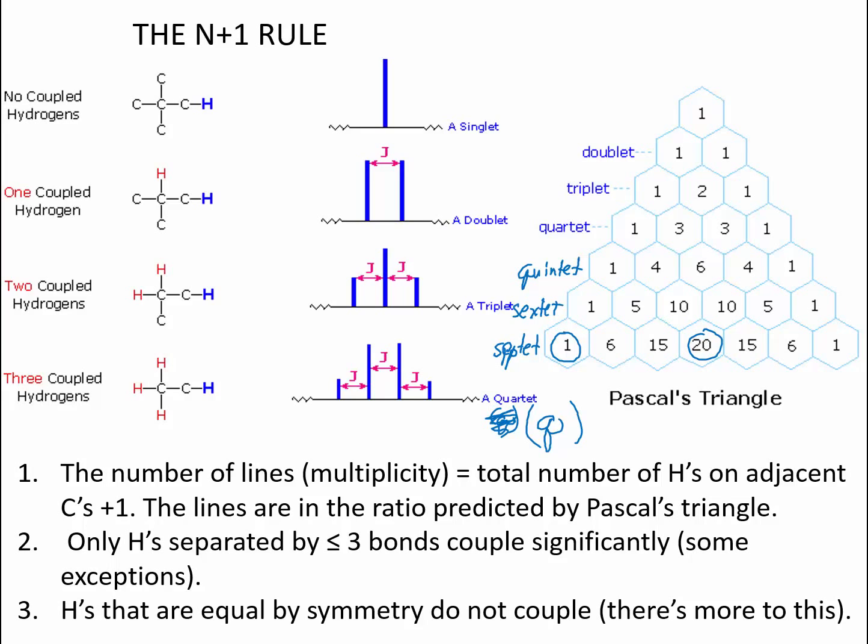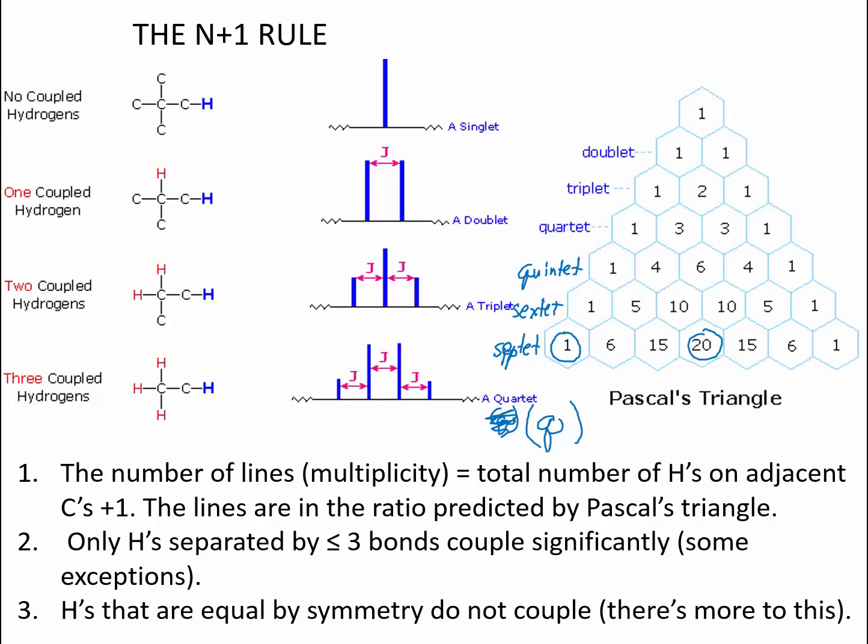All right, so at the bottom of this slide, we have the rules for coupling. The number of lines, called the multiplicity, is equal to the total number of hydrogens on adjacent carbons plus 1. The lines are in a ratio predicted by Pascal's triangle. Only hydrogens separated by 3 or fewer bonds couple significantly. If you take the more advanced class, you'll see some exceptions to that, but in this class, we're going to stick to 3 bond being the maximum coupling that we see.